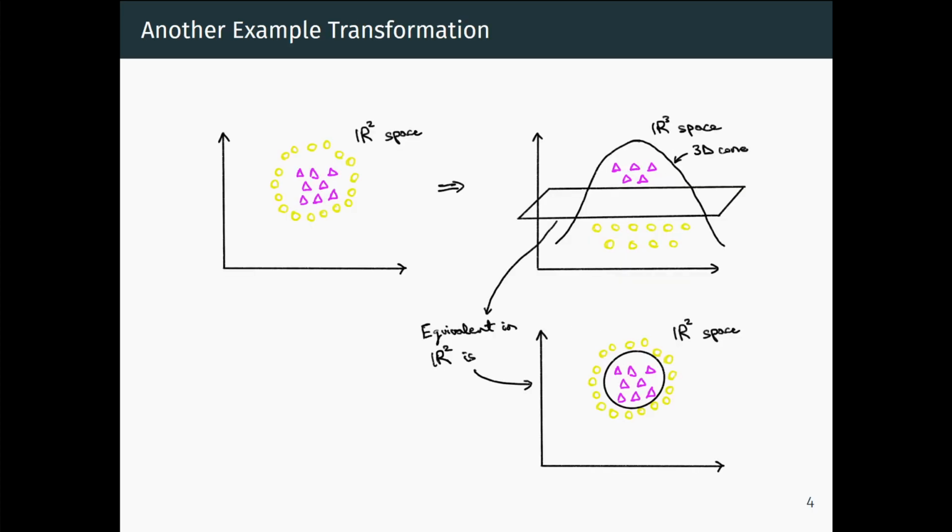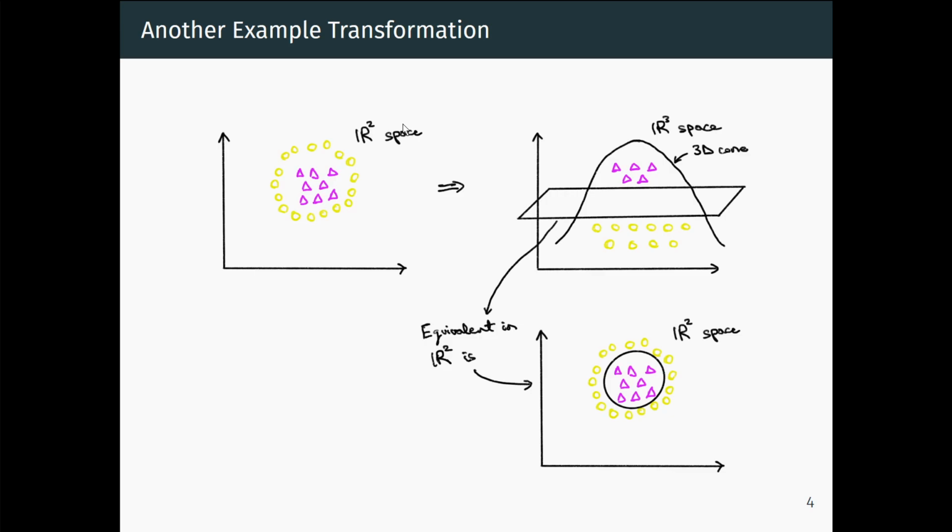And to give you an example of going from R2 to R3 space, consider this particular example where you basically see that there is an inner circle in which one of the classes lies, and then there is an outer circle, beyond a certain radius, where the other class resides. The original data is in R2.